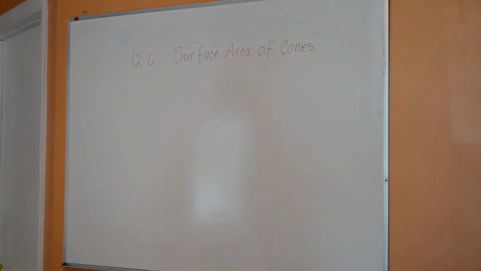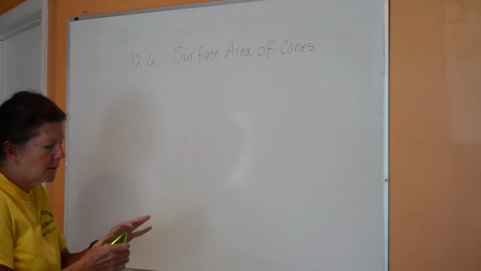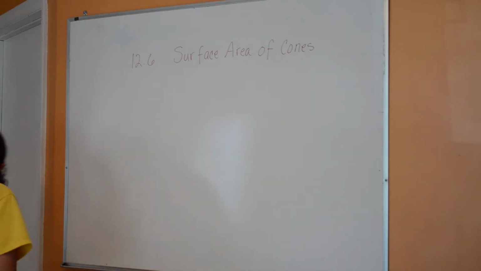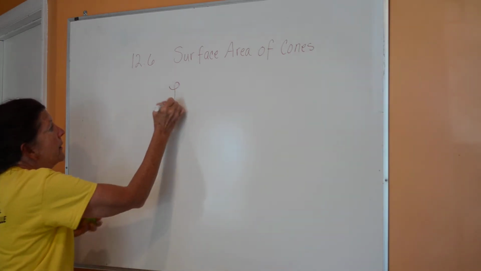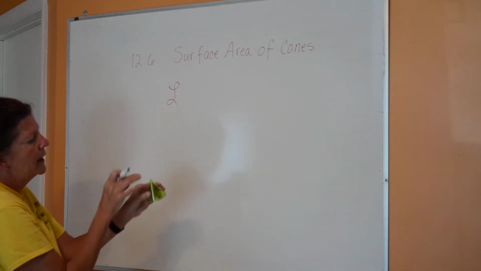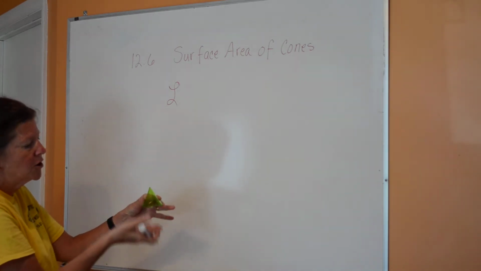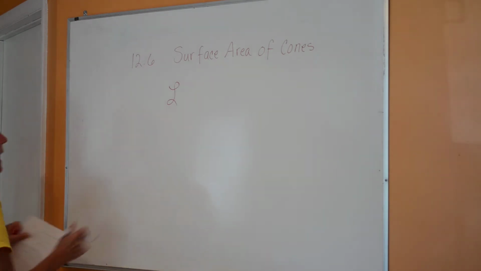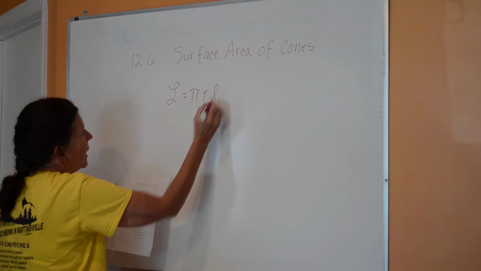All right, today we're going to talk about section 12.6, which is surface area of cones. Now, a cone is something that looks like that. Continuing on with talking about lateral area, which is the surface area around the cone, but not including the bases. So your lateral area has a formula of pi r L.